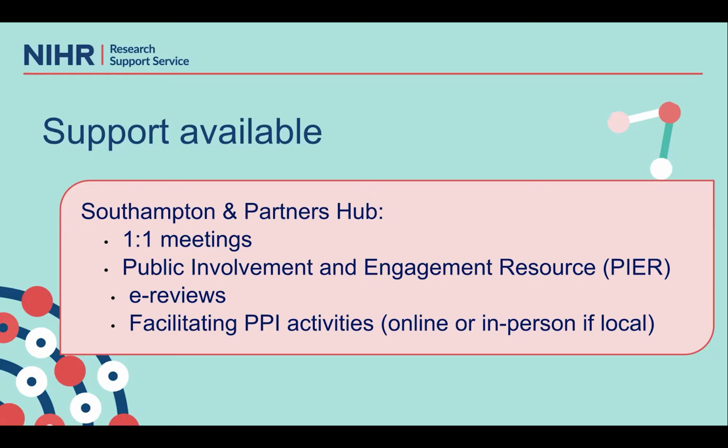We have the PEER, the Public Involvement and Engagement Resource, so that's the funding that I spoke about a moment ago. So you can apply for that to pay for your PPI members' time. We can do e-reviews, so we can review drafts of your application. And if you would like, we can support with the actual facilitation of some of the pre-grant PPI activities. So if you've got an online or in-person session and you wanted some help perhaps facilitating the first one just to get you going, we can have a look and see whether we're available and come along to that potentially.